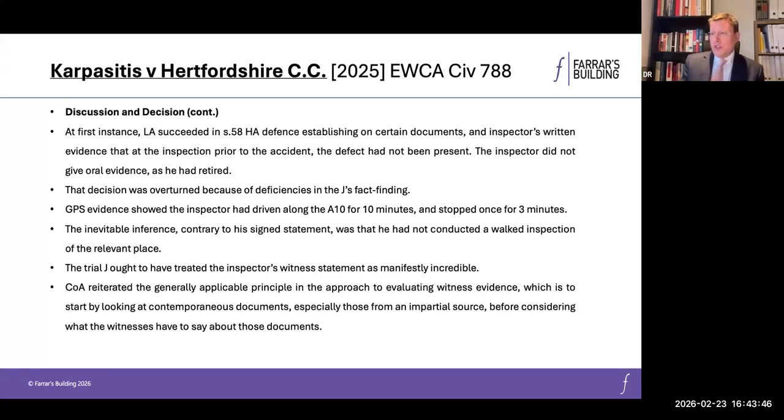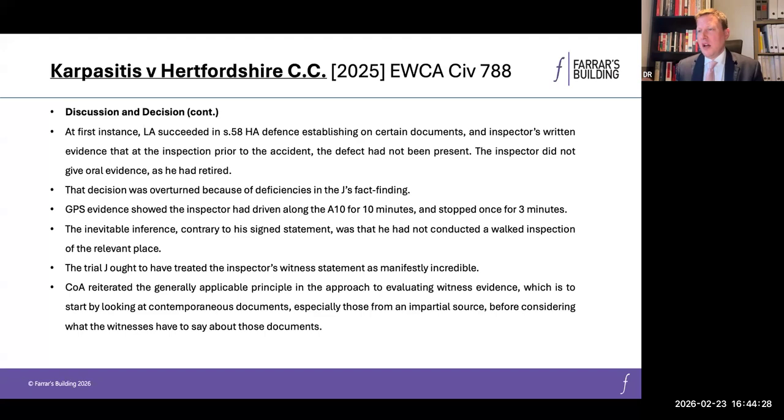And the second interesting point in relation to the Section 58 defence, of course, the local authority had succeeded on that at first instance. It had established certain documents that purported to show that the inspection immediately prior to the accident had not identified the defect, i.e. the defect hadn't been present upon that inspection. However, the highway inspector didn't give any oral evidence because he'd retired. And on an assessment of the factual evidence at the Court of Appeal, the finding on the Section 58 defence was overturned because of effectively deficiencies in the judge's fact-finding exercise.